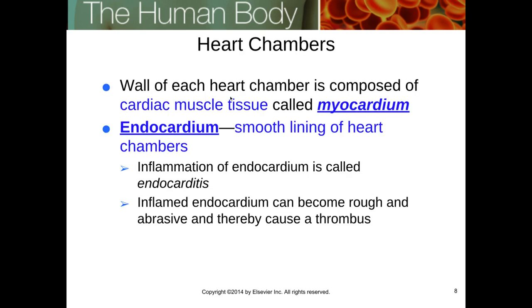Okay, time for me. The wall of each heart chamber is composed of cardiac muscle tissue, aka myocardium. The smooth lining of the heart chamber, so the inside now, is called the endocardium. If you ever happen to have inflammation of the endocardium, it is called endocarditis. Inflammation of the endocardium can become rough and abrasive and thereby cause a thrombus, which we know is a blood clot that is attached, right? And then if that unattaches, you've got an embolus now, and that can cause damage. Anyway, myocardium, muscle of the heart. Endocardium, the smooth lining of the heart chambers.